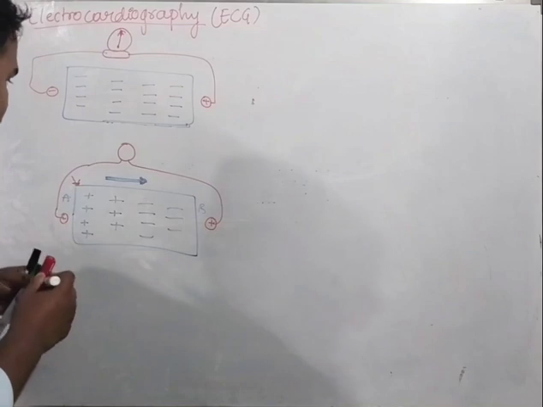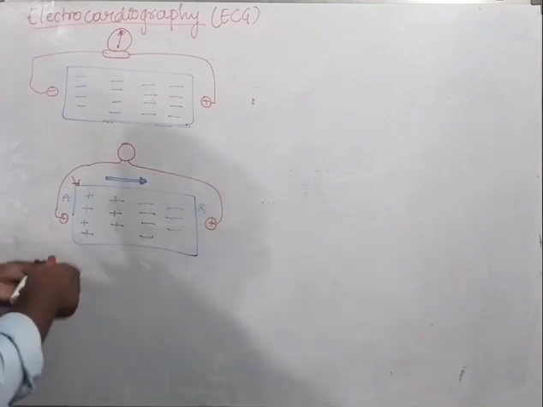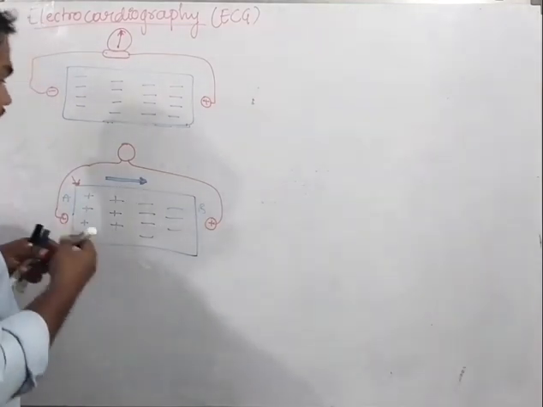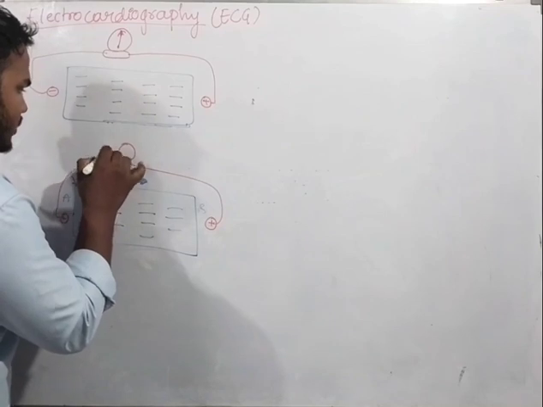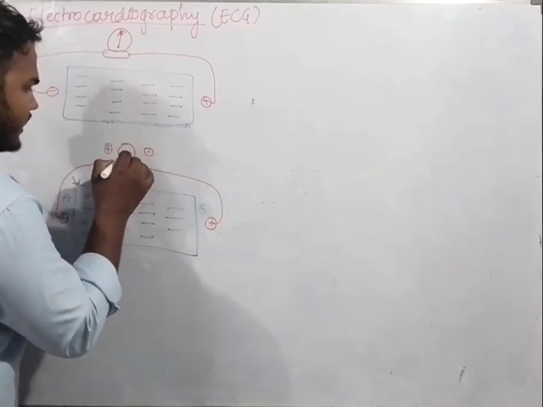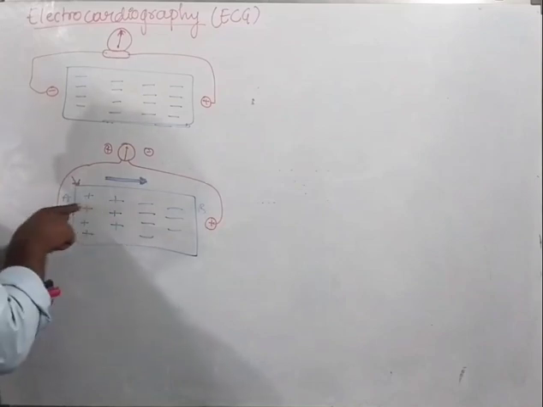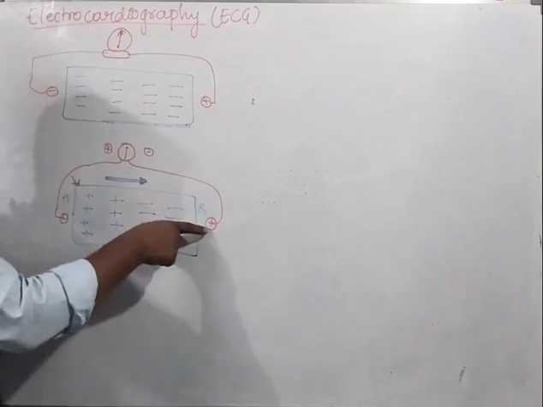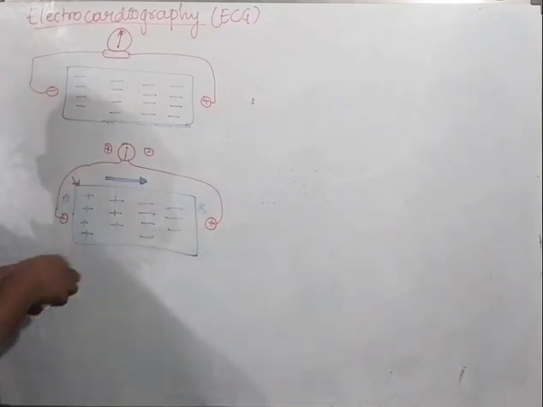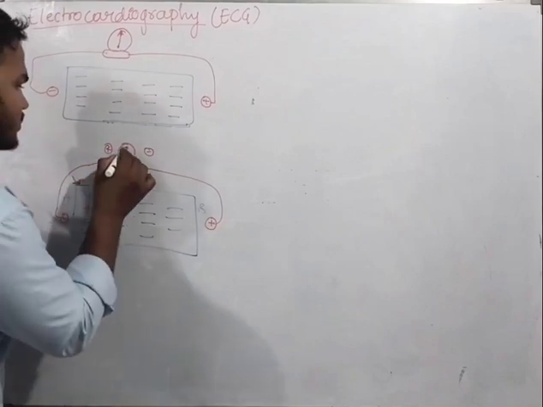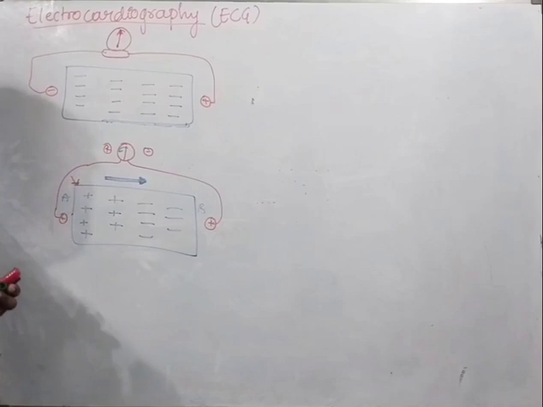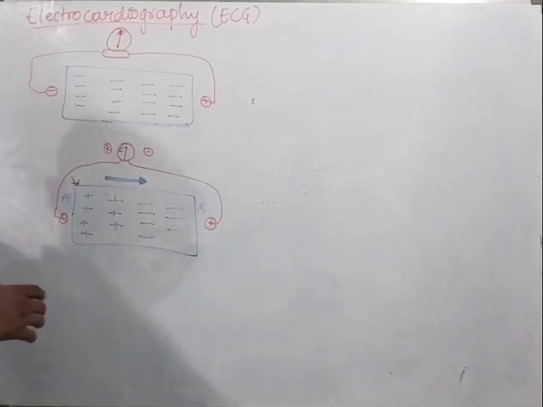Next, the deflection in the galvanometer is positive. This is the positive side, this is the negative side, and here it is neutral. When positive charges are moving towards the positive end, there is a deflection towards the positive end in the galvanometer. That is one condition.